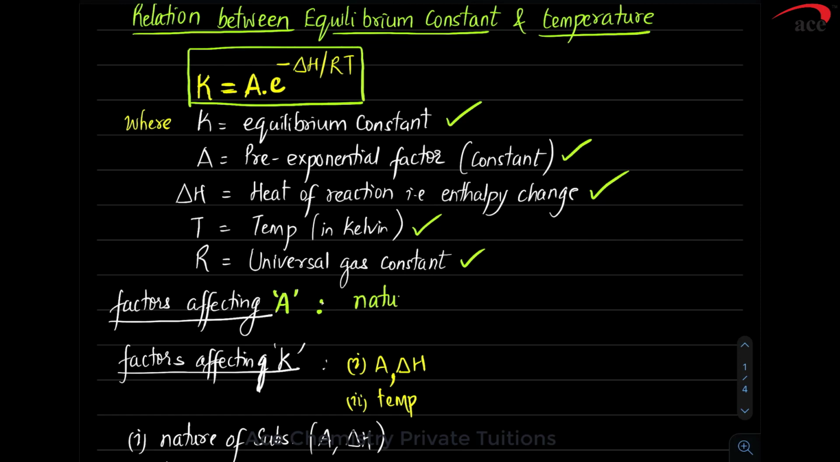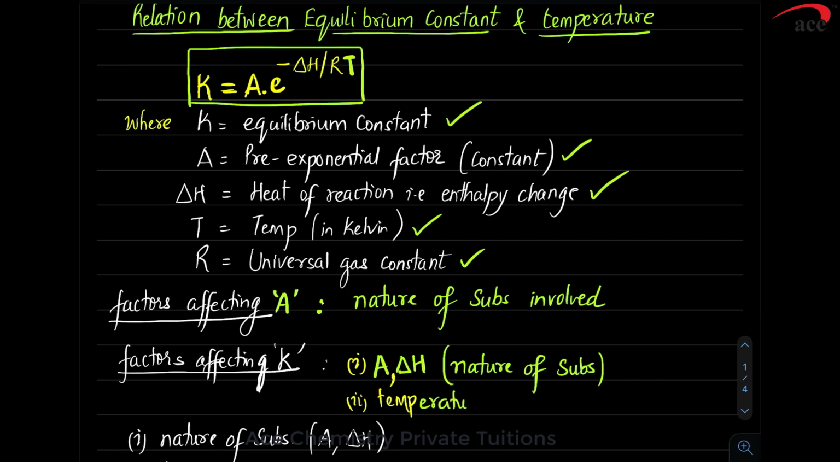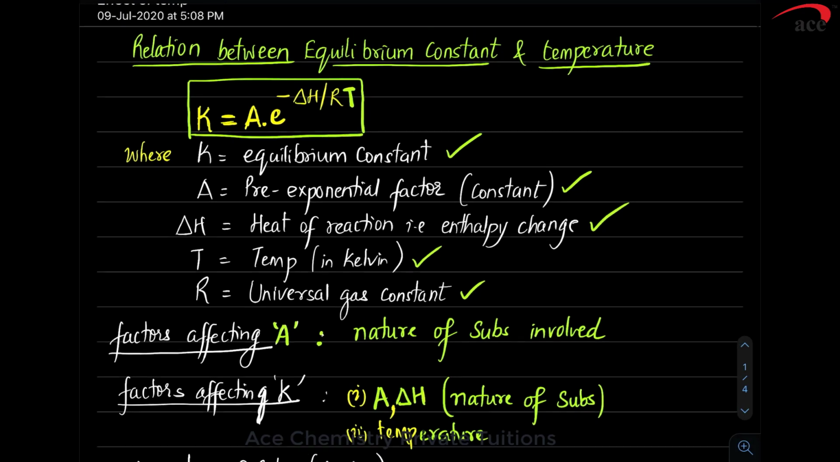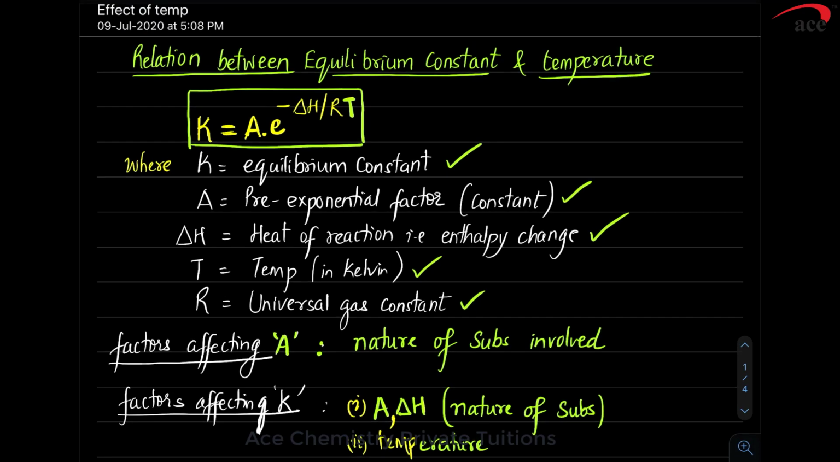The first query that we have is, what are the factors affecting pre-exponential factor A? Answer is, it depends on the nature of substances involved in equilibrium. What are the factors on which equilibrium constant K depends? K depends, from the formula, on A and also on delta H. A and delta H both depend on the nature of substance. And in the formula we can realize there is a temperature also. So, it depends on temperature too. So, equilibrium constant depends on nature of substance and temperature.